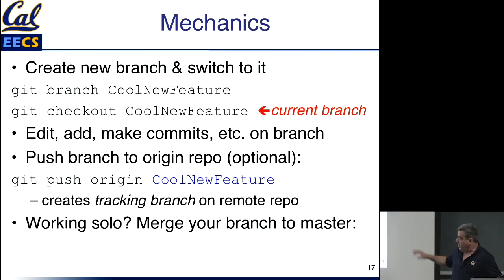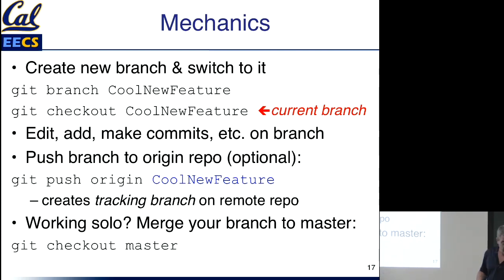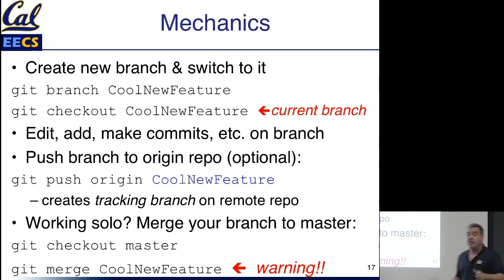Now, at this point, if you're working solo, not in a team, most of the time, when you get to the point where your branch is ready to be integrated, the next step would be to go back to master and say, merge my branch. Something like that. If you're working in a team, though, this is not necessarily the best way to do it, for a couple of different reasons.